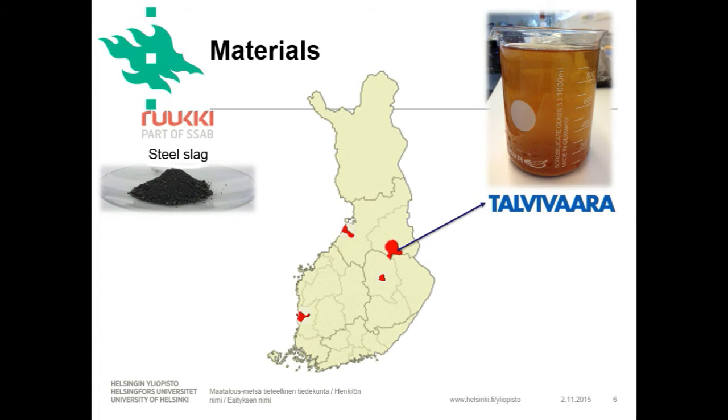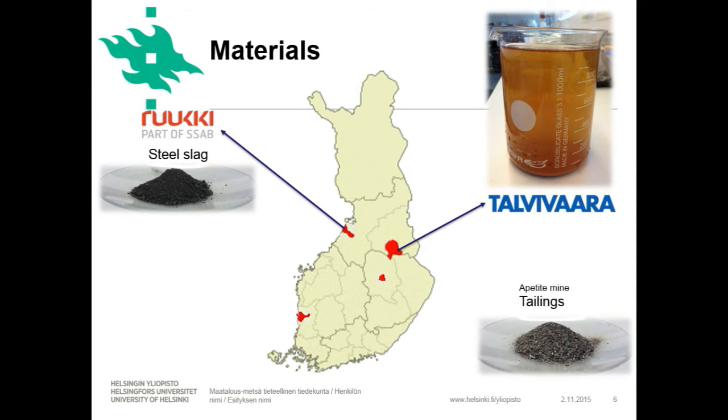Steel slag was produced in Ruukki Corporation, Raahe, Finland. It contains high percentages of lime, iron, silica, and magnesium oxide. Steel slag has proven to be an efficient liming agent. Apatite mine tailings come from carbonatite complex Siilinjärvi, Finland. Tailings consist of phlogopite, carbonate minerals, and apatite. So far, tailings are proven to be efficient sorbent for lead and phosphorus.